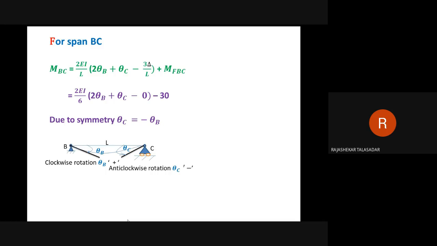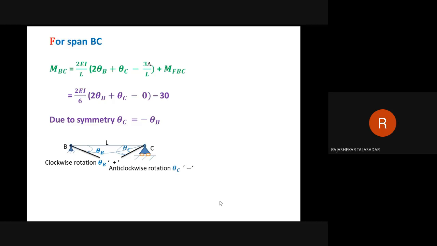Look at this figure. I have already explained this figure. If BC is a member, you know the tangent at B will be, that is, rotation will be clockwise. Hence, the clockwise rotation theta B is positive. Whereas at C, the tangent comes like this and this is anti-clockwise rotation. So theta C is minus. If loading is unsymmetric, then theta B and theta C will be different. But the loading is symmetric, so theta B and theta C will be same, but having different sign. Now, theta C is minus of theta B. Is it correct or not? So we can use this condition here. Is this clear?